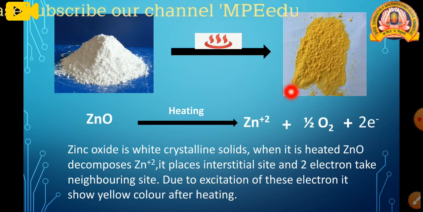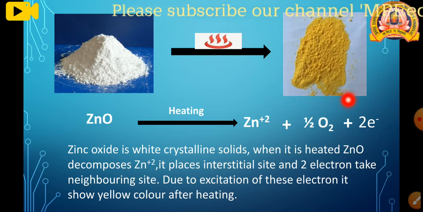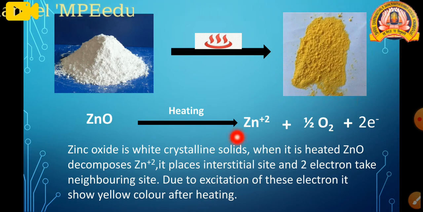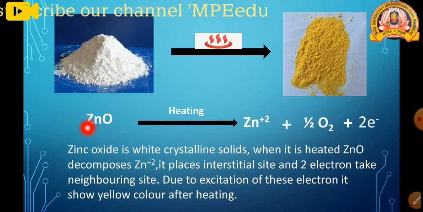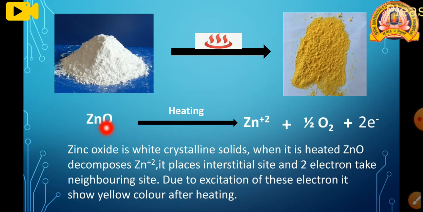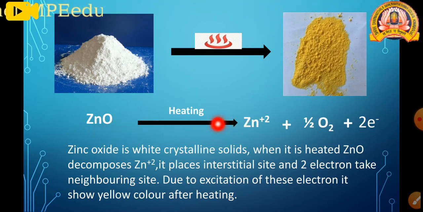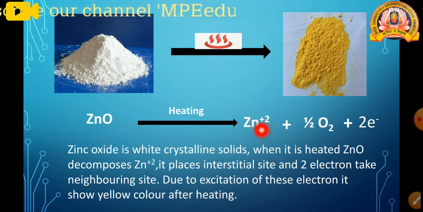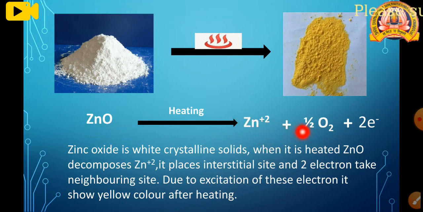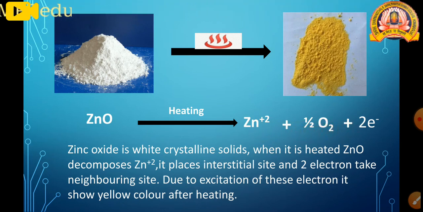So this one is very important. Please take a screenshot of this one. There is a possibility of a question: what happens, or give reason, when zinc oxide is heated, it turns yellow. Give the correct reason with equation. The equation and this paragraph are very important. Please take a screenshot of this slide.